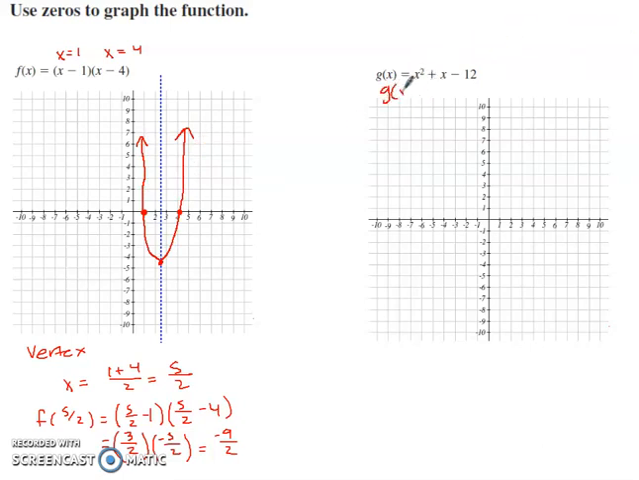Last, I'm going to start by factoring, so g of x is equal to x plus 4 times x minus 3, which tells me that my zeros are at negative 4 and positive 3. So I've got a 0 at negative 4 and one at positive 3. So my vertex has an x value that is negative 4 plus 3 over 2, or negative 1/2. So to find exactly where that vertex lies, I plug in my negative 1/2.